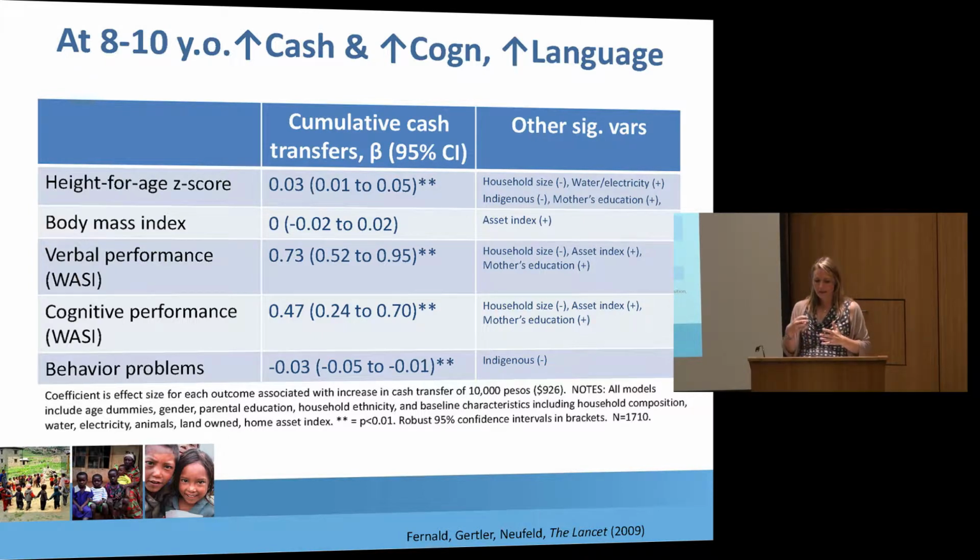So essentially saying that the households are getting more cash even when you're controlling for many variables, including gender, parental education, household ethnicity, all baseline characteristics. I think there are about 55 control variables in here. And still what we have is that the cumulative cash that a household has gotten is significantly associated with many of the children's outcomes.